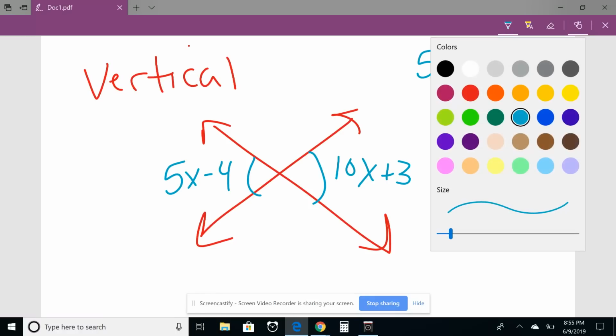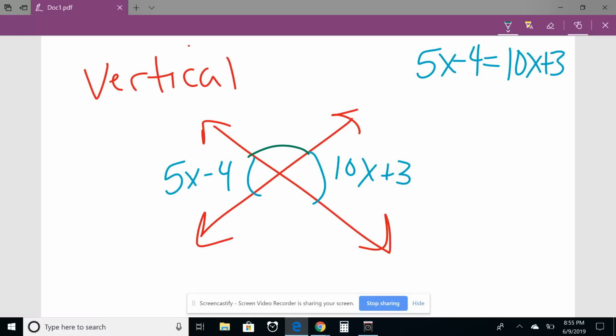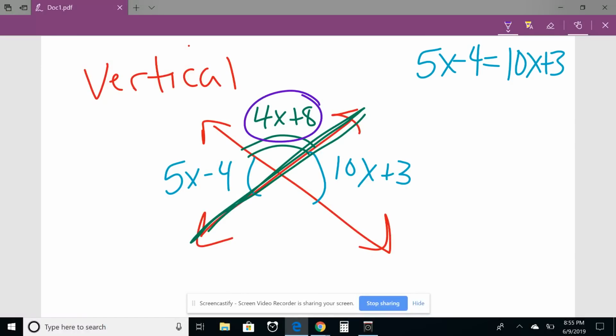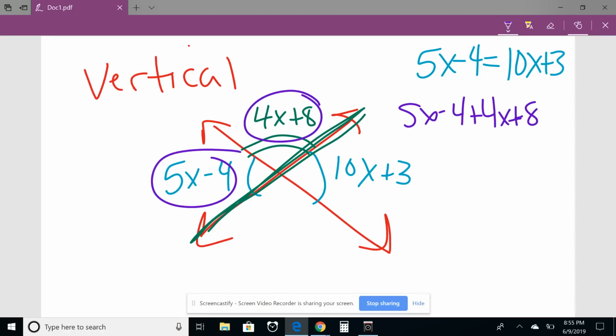Now, if I said this angle right here is 4x plus 8, we know that this is a linear pair. This is supplementary. So you could technically take these two angles and add them to 180. So we have 5x minus 4 plus 4x plus 8 equals 180. All right. So just be careful with how the diagram is being labeled.